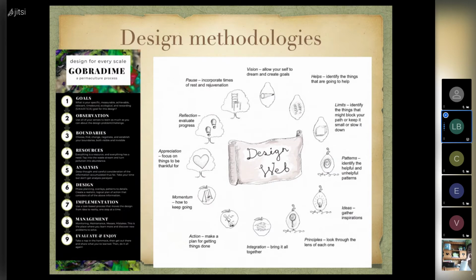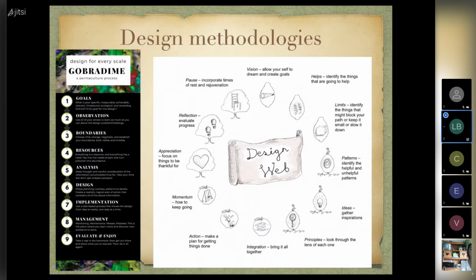So the one on the left is called GoBraDeem, and this one was developed by Heather Jo Flores, who's the author of Food Not Lawns and also the founder of the Permaculture Women's Guild. GoBraDeem is an acronym, and it stands for goals. Under goals, she asks, what's your specific, measurable, achievable, relevant, time-bound, ecological, and rewarding goal for this design? Then there's observation. Use all of your senses to learn as much as you can about the design problem or challenge. Boundaries. Choose, find, change, negotiate, and establish your boundaries, both visible and invisible.